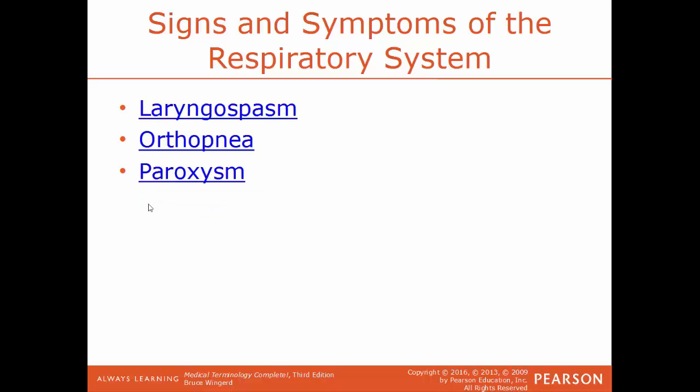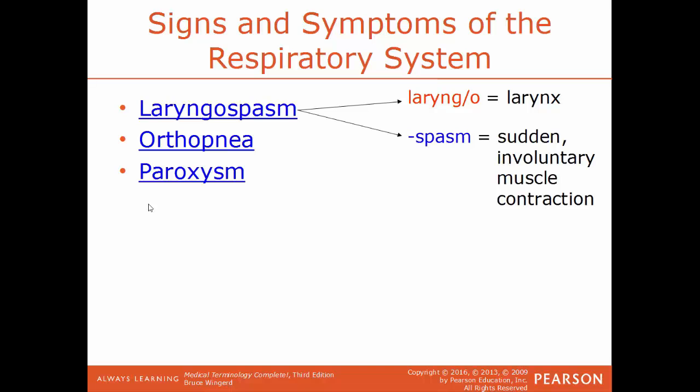Laryngospasm: if we were to break that term down, laryngo refers to the larynx, or the voice box, and spasm, the sudden involuntary muscle contraction. This is a spasm or a muscle contraction of the larynx, of the voice box. Orthopnea is another term for dyspnea, or shortness of breath. This occurs when the person is laying flat on their back. So in order to be comfortable, they need to be propped up, either sitting in a chair or sitting up in bed.